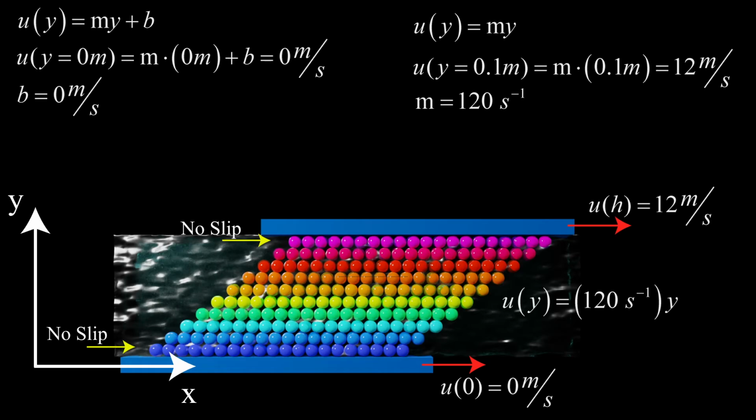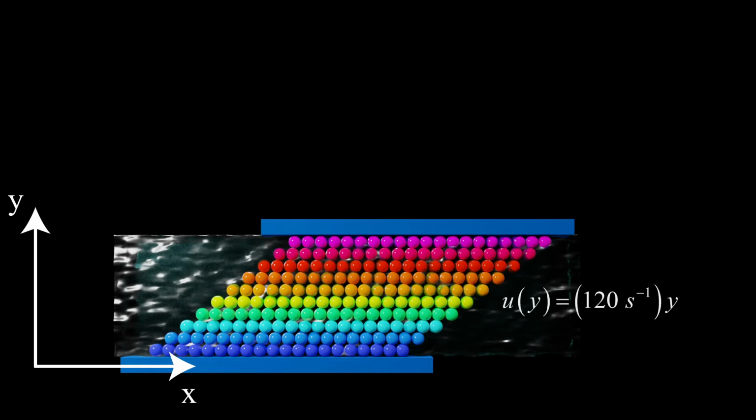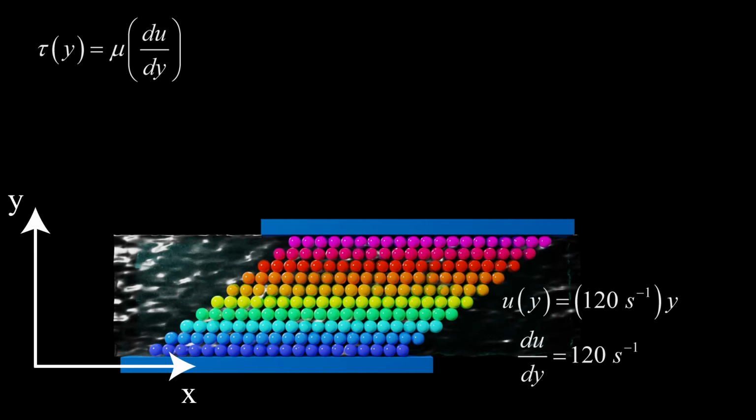Now that we have the velocity profile, we can calculate the shear stress. The shear stress is written as tau as a function of y equals mu times du by dy. Taking the derivative of our velocity profile with respect to y gives du by dy equals 120 seconds to the negative 1 power.